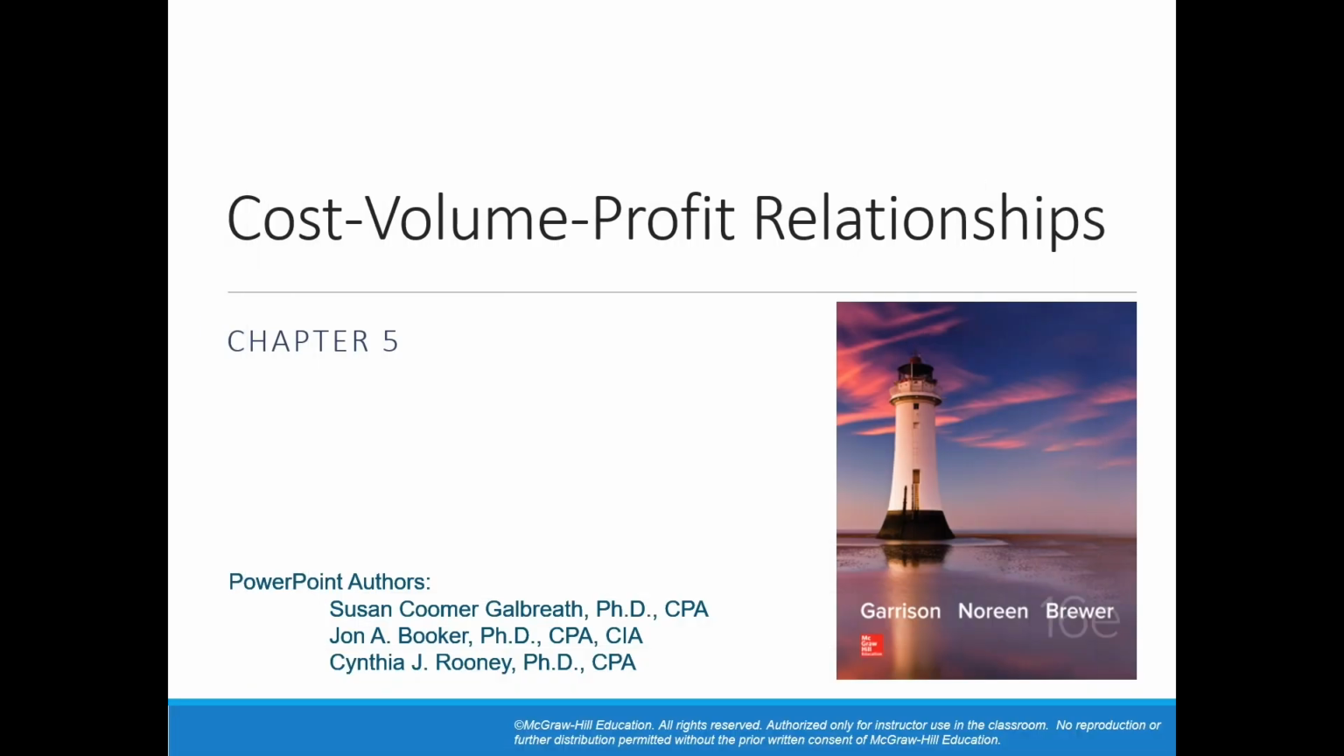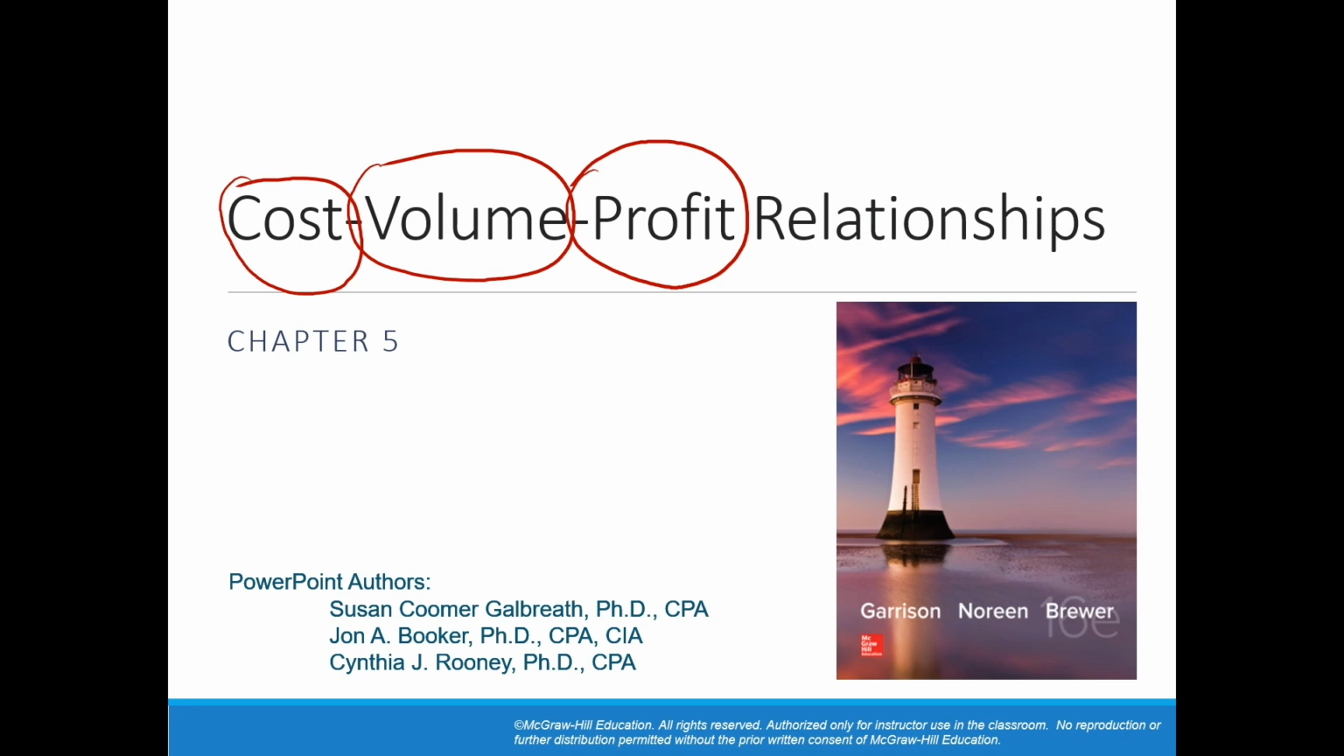Hello everyone. In this video I'm going to cover chapter 5, which basically discusses the relation between cost of production, volume of production and sales, and profit resulting from operating activities.